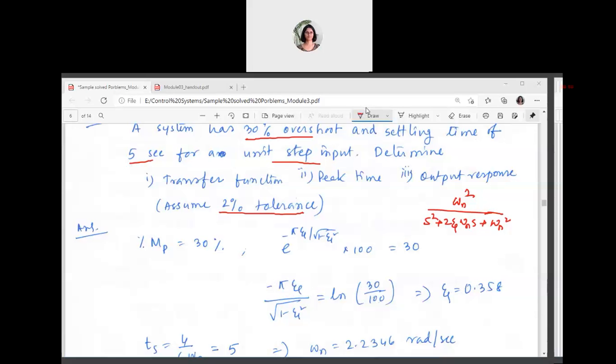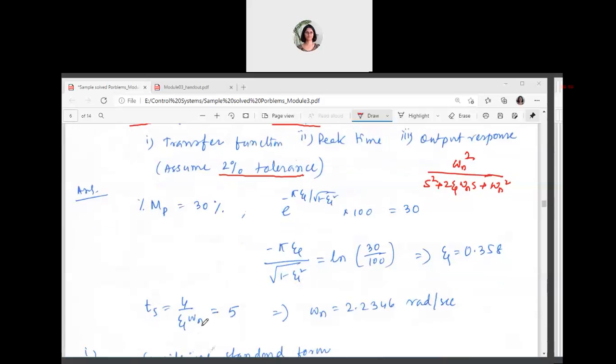So this is the expression for zeta. Once you know this, then use the other condition that is given, that is settling time, which is equal to 5 seconds with 2% tolerance. So Ts is equal to 4 by zeta omega n. Zeta you have already calculated. Substitute here and find out what is omega n. So you are getting zeta and omega n.